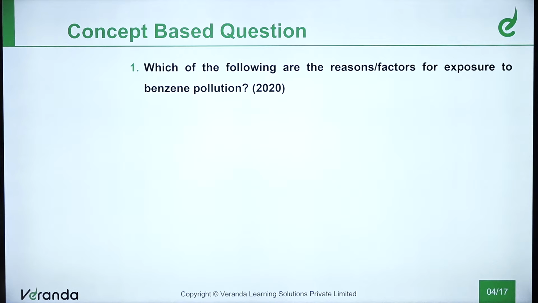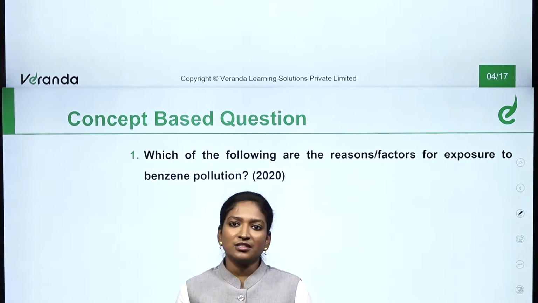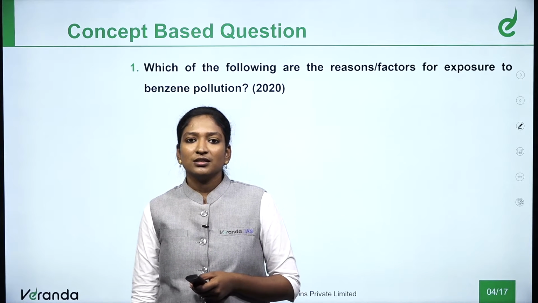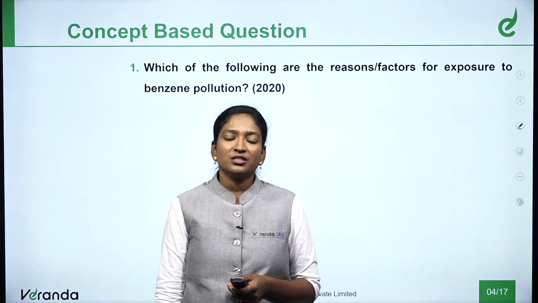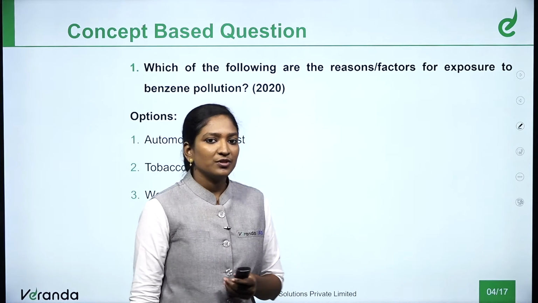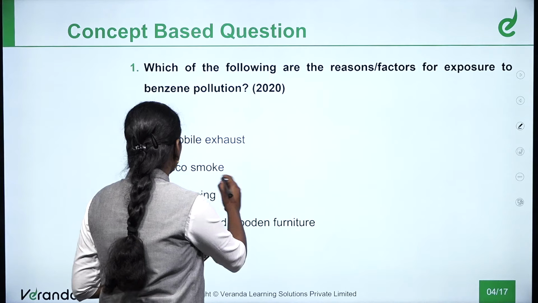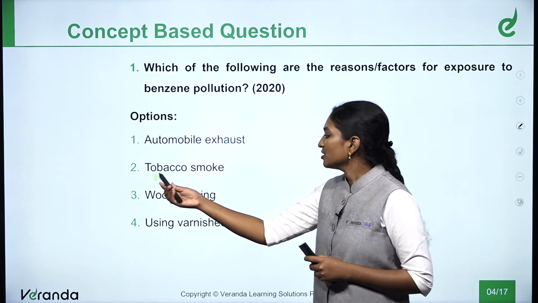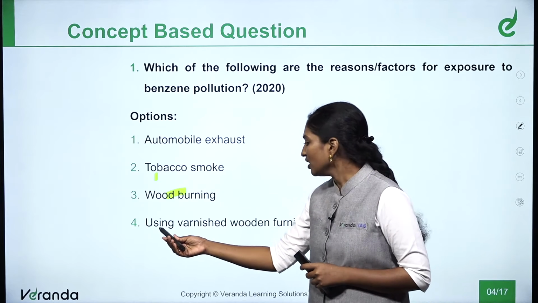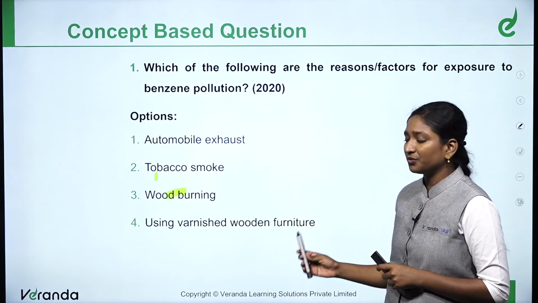The first question is: which of the following are the reasons or factors for exposure to benzene pollution? This is a recent preliminary question which was asked in 2020. Let's get into the options. The first option is automobile exhaust, the second is tobacco smoke, the third is wood burning, and the fourth is using varnished wooden furniture.